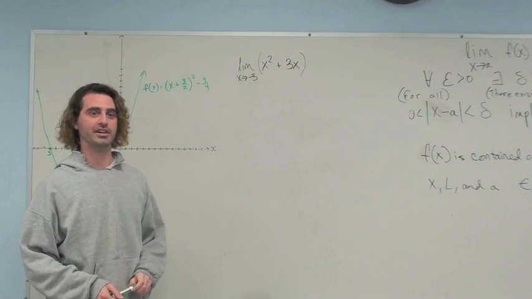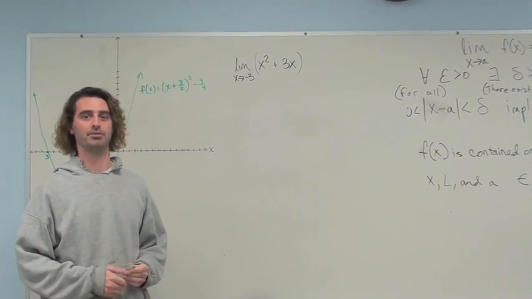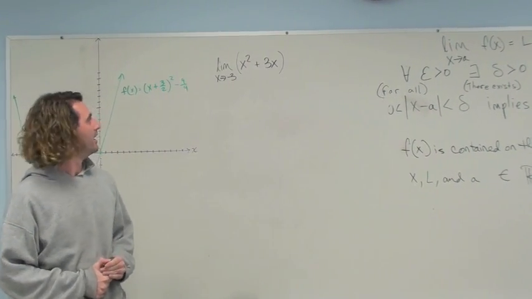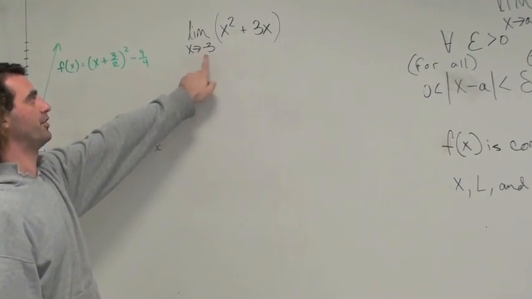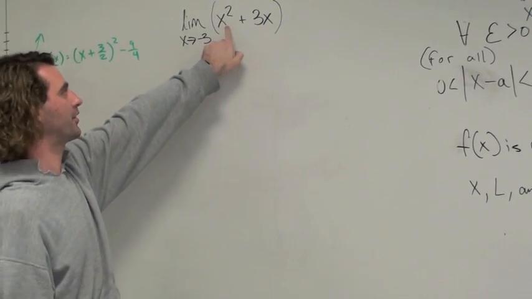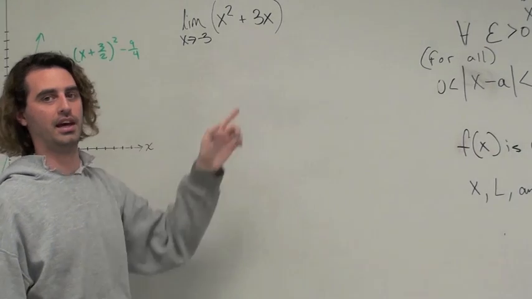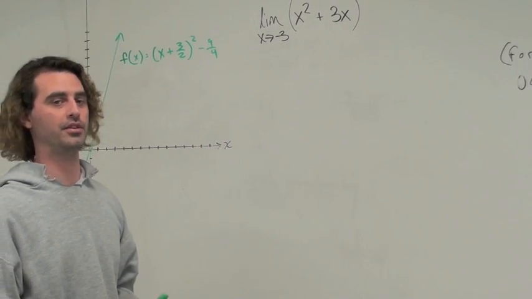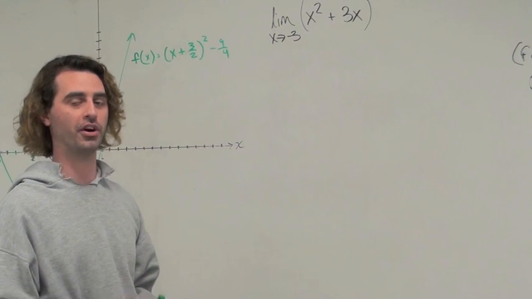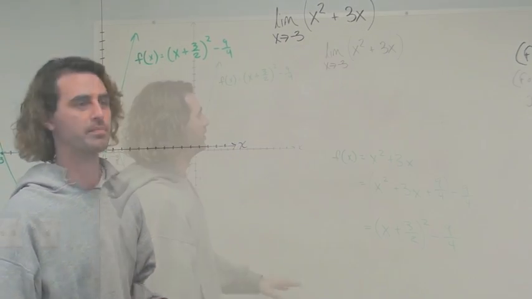Hello, my name is Christopher, and today we're going to be doing a problem for the epsilon delta definition of the limit. And the problem is the limit as x approaches -3 of the polynomial x squared plus 3x. What we're looking for is to find the limit and then to use the precise definition of a limit to show that that's actually the limit.